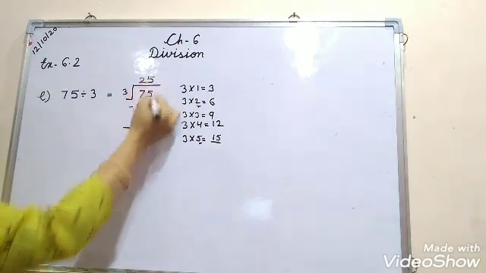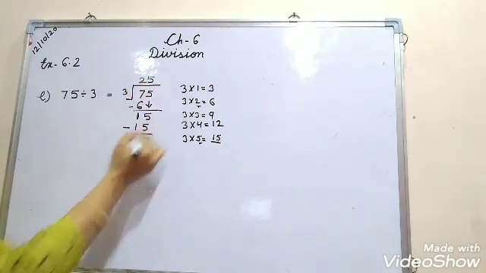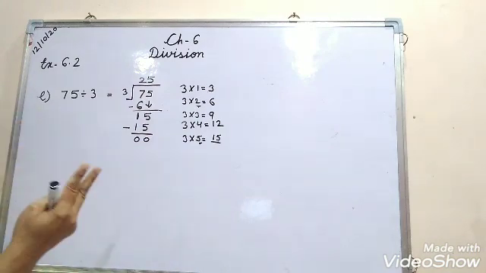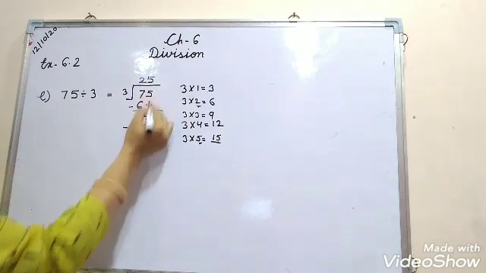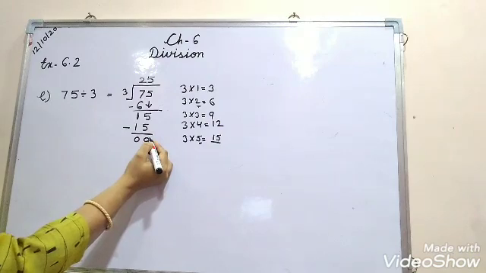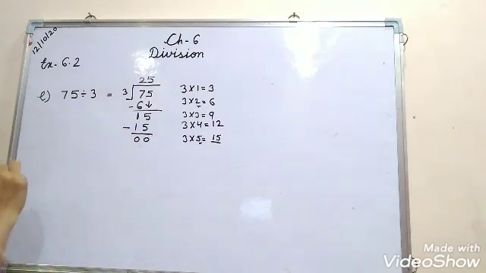Children, this is two-step division. In this division, you have to divide 2 times. Okay. So this is called two-step division. Clear? Hope you have understood.